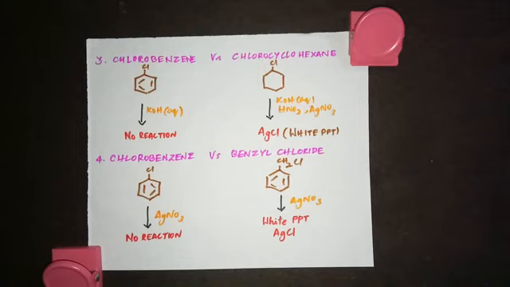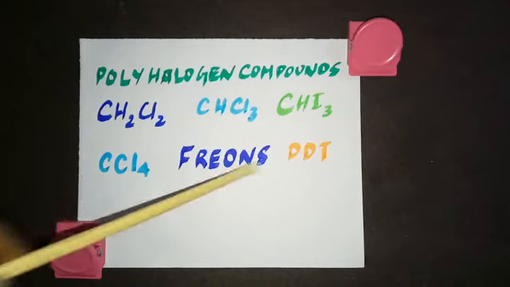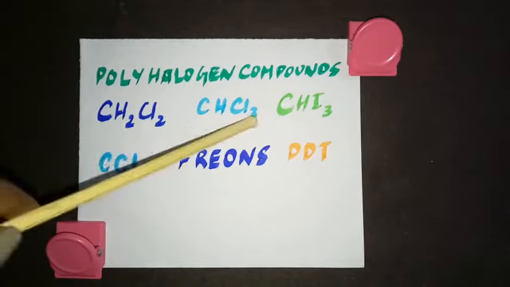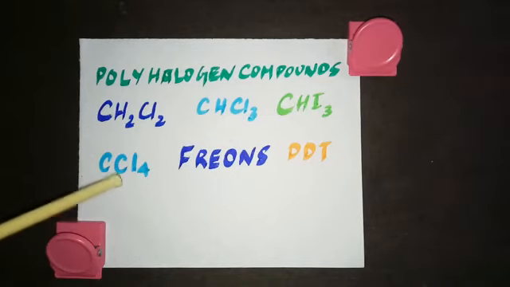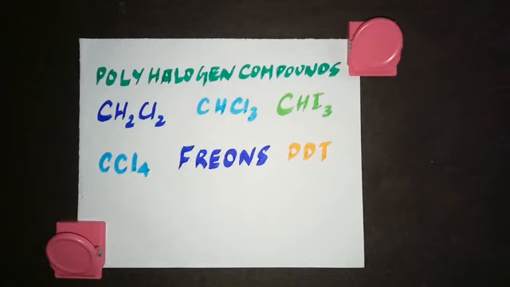So the next topic is the applications of polyhalogen compounds. When we say poly, we mean many. So next we are going to see polyhalogen compounds. These are the polyhalogen compounds. You have 2 chlorine here, 3 Cl, 3 iodine, and 4 Cl. These are all examples of polyhalogen compounds. Let's see them one by one, how they are useful and what the consequences are of using these polyhalogen compounds.